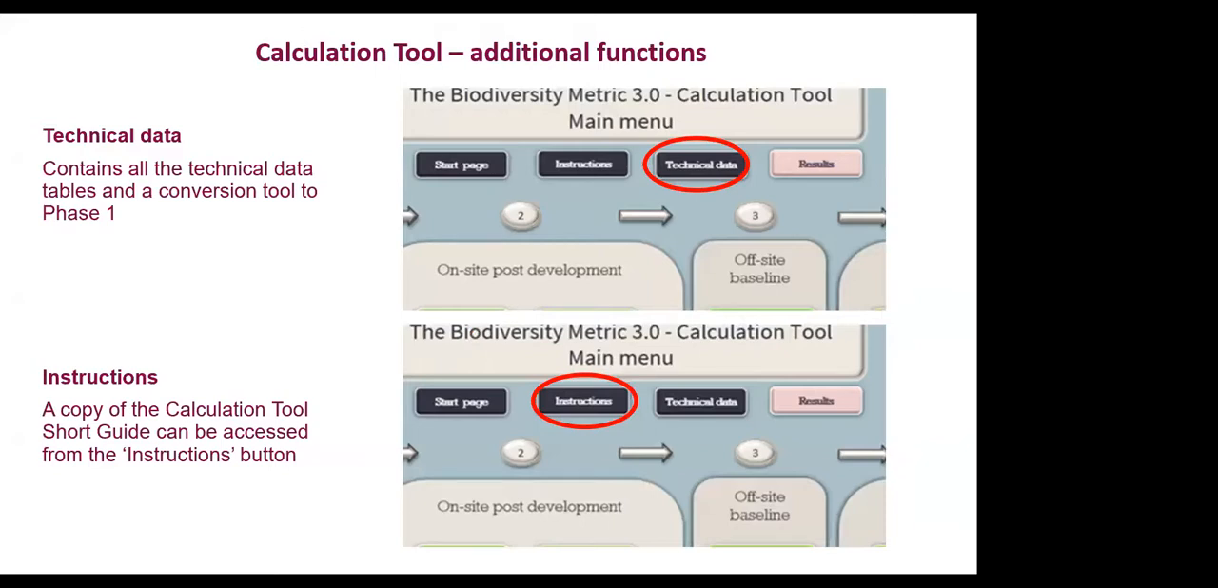And then just a couple of additional functions within the tool to flag. At the main menu, next to where the results button is, there's a technical data button, which is very useful if you want to quickly reference any of the technical data that's also published in the technical supplement. It's all contained within the tool as well to save you cross-referencing. And there are also instructions for using the tool itself. They're not the full suite of user guidance that goes with the metric, but just some basic instructions on how to use the calculation tool, embedded within the tool as a quick reference guide.